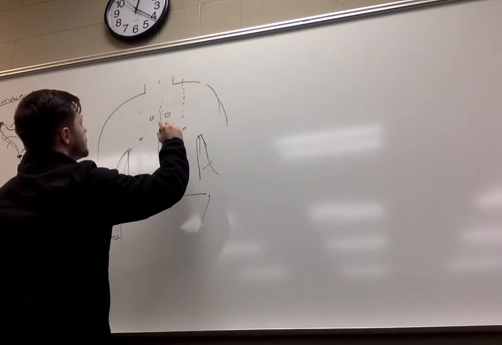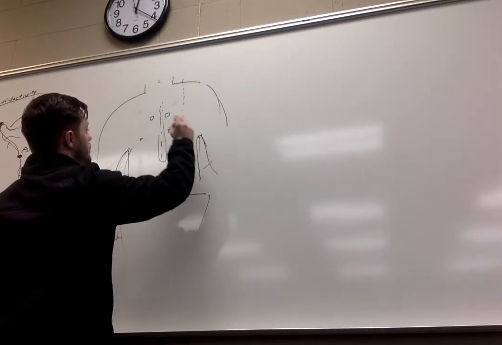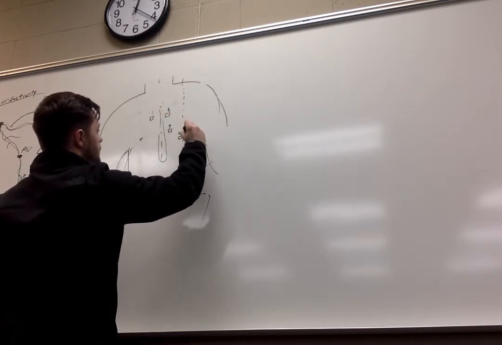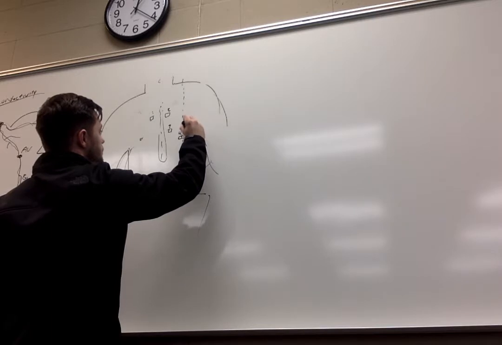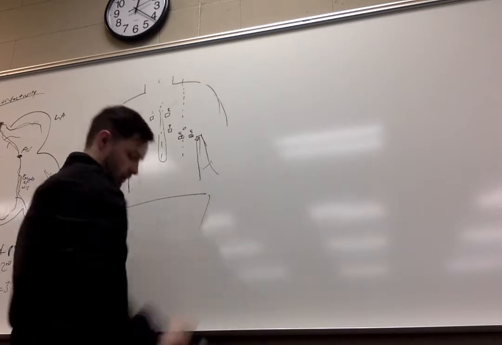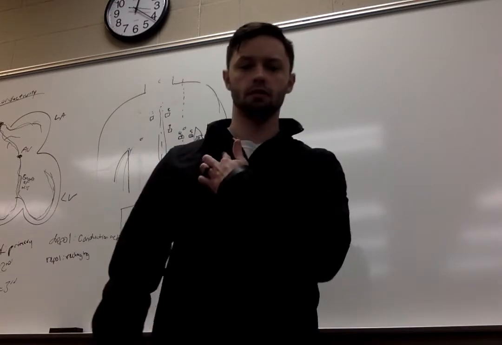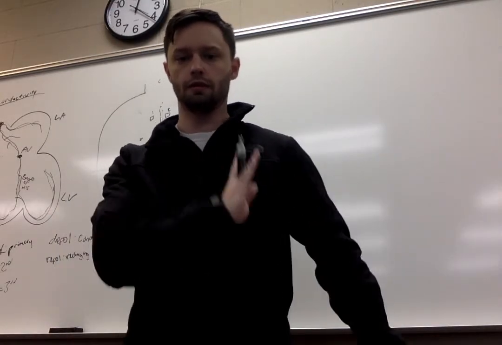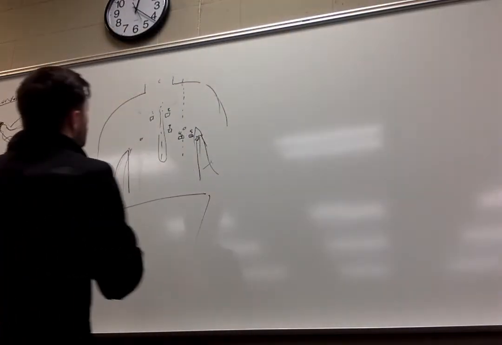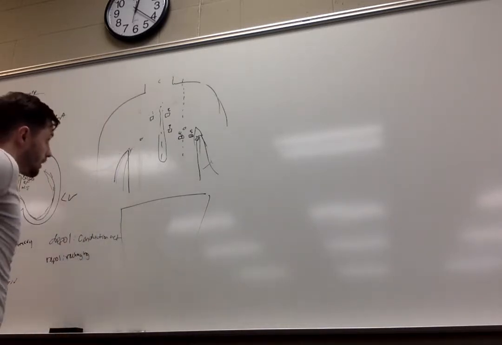V4 is going to be right there, midclavicular line, at the fifth intercostal space. V5 is going to be lateral of that, same plane, lateral of the V4. V6 is going to go mid-axillary under the armpit. So 1, 2, 3, 4, 5, and 6 right there. These are all different camera angles in the heart.